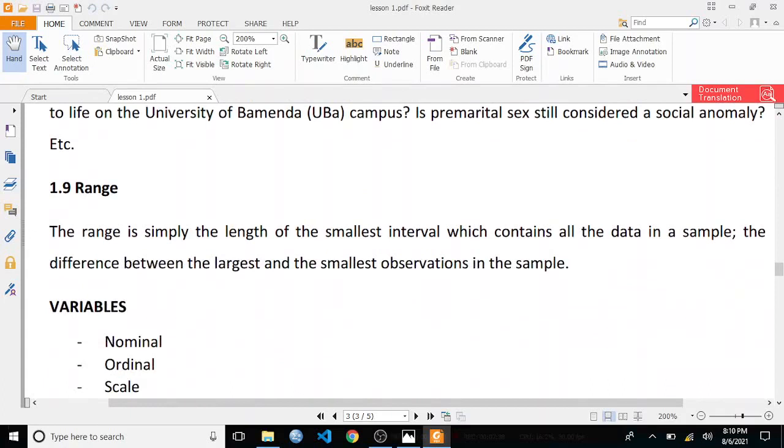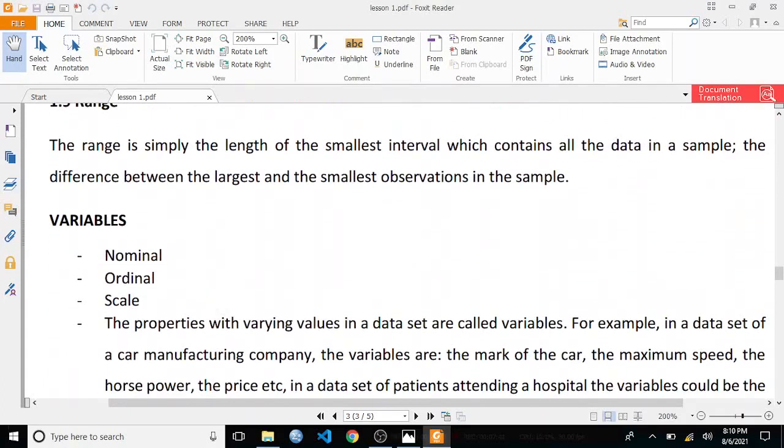Now, what's the range? The range is simply the length of the smallest interval which contains all the data in a sample. The difference between the largest and the smallest observations in the sample.